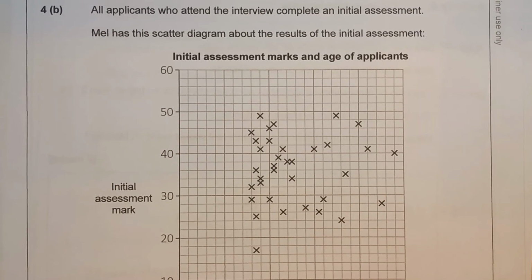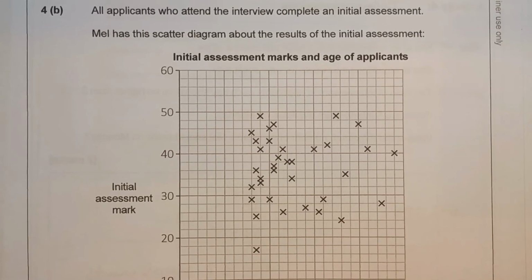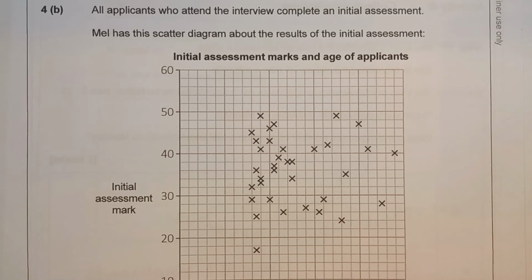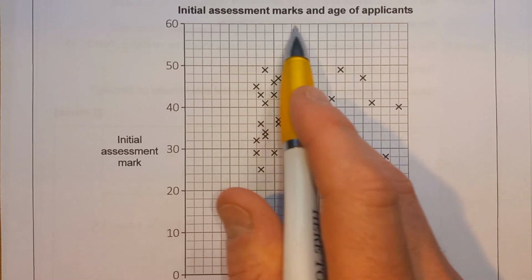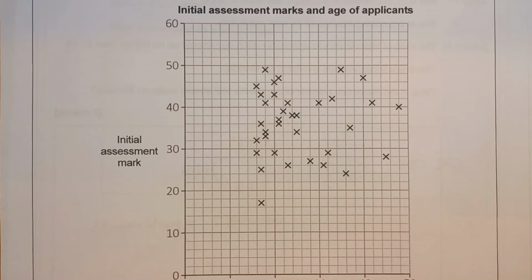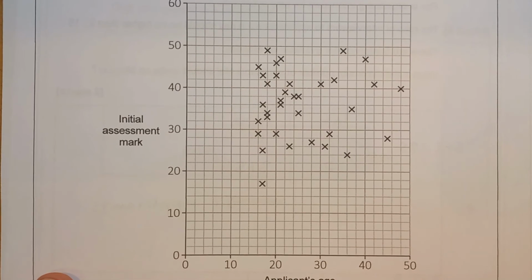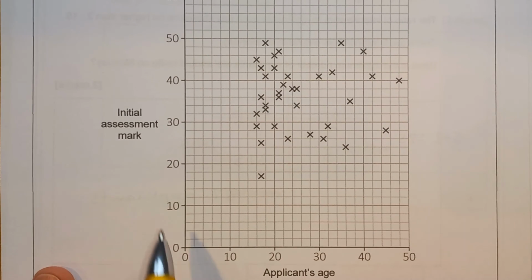Okay, 4B. All applicants who attend the interview complete an initial assessment. Mel has this scatter diagram about the results of the initial assessment. So we've got the title, Initial Assessment Marks and Age of Applicants. So this is their initial assessment mark and this is their age.